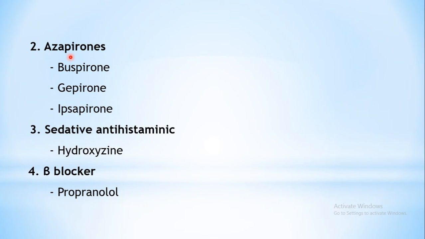The next class is azapirones. Over here there are 3 examples: buspirone, gepirone and ipsapirone. Then the third class is sedative antihistaminics. These antihistaminics block the histamine receptor. Histamine is an autacoid, so they can block the histaminic receptor. That's how they are called antihistaminics, and they have sedative property also. There are actually many antihistaminics, but only one which can effectively control your anxiety. The example is hydroxyzine. The fourth class is beta blockers. Propranolol is the only one which can be used in anxiety.